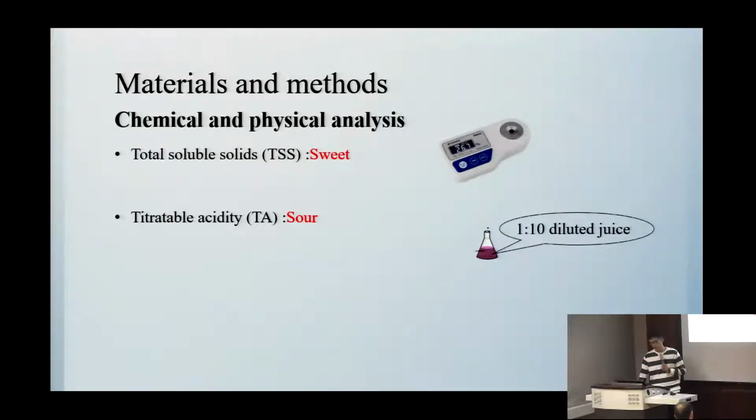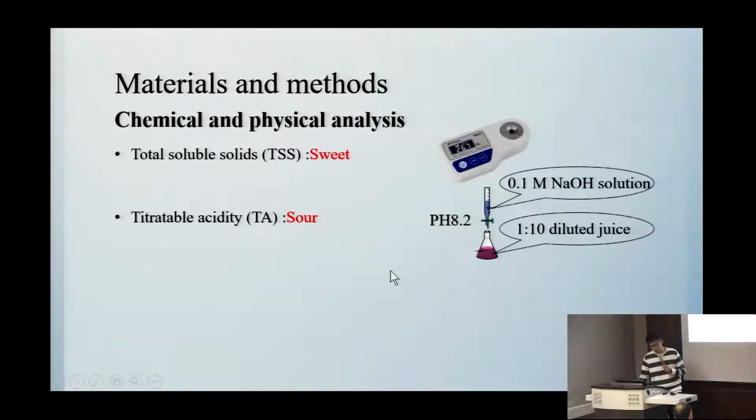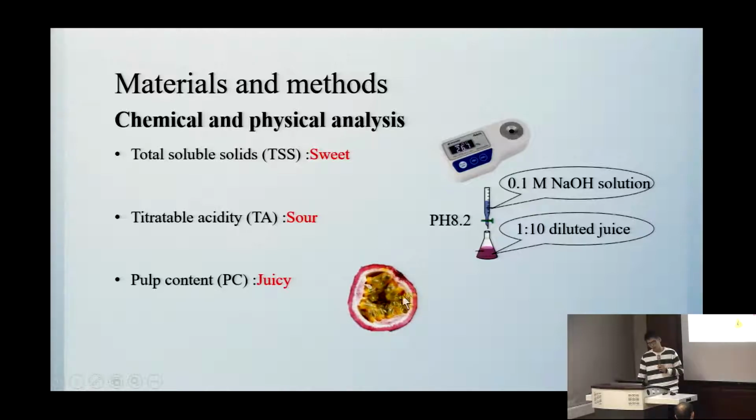So first we use 1 to 10 times of water, and then put the NaOH solution into the solution, until the pH value reaches 8.2, so we can get the titratable acidity for that. Then the last thing is the pulp content. That means the juice. So we take the original fruit weight, then subtract the rind of the fruit, then we get the pulp content.